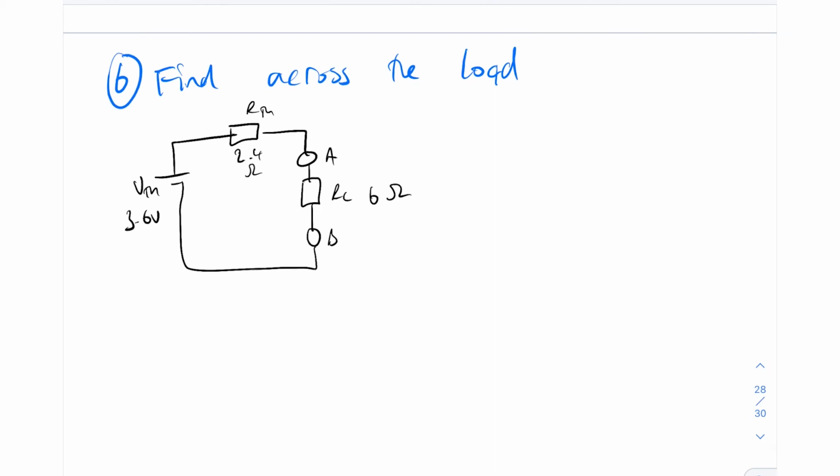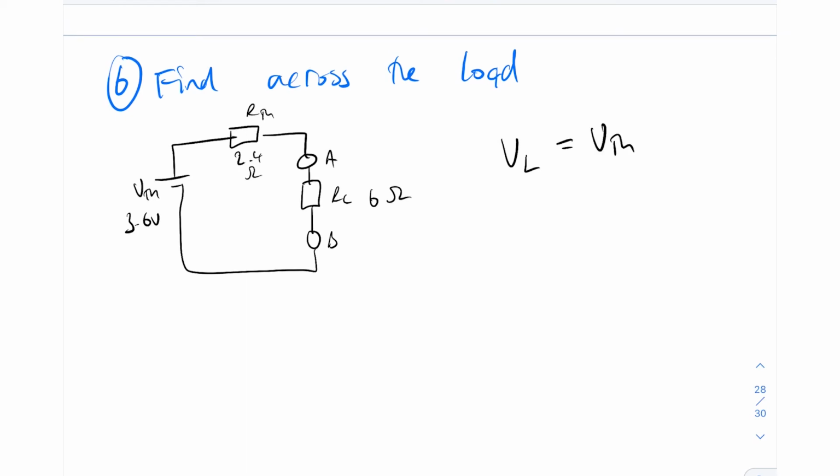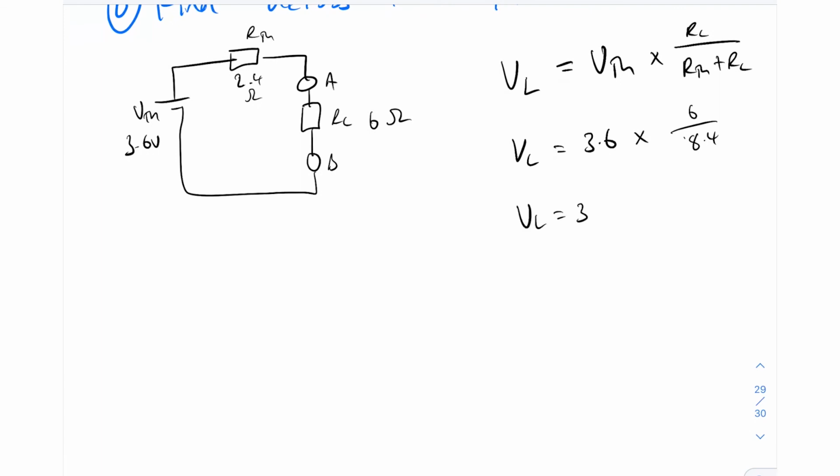Okay, the voltage divider, in this instance, we're looking for the voltage across our load. So VL, the voltage across the load, is equal to V Thevenin, the input voltage, multiplied by the resistor we're looking for, the one we're going over, so RL, divided by R Thevenin, which is this resistor here, plus RL. So VL is equal to V Thevenin, which is 3.6 volts, times RL, which is 6 ohms, divided by 6 ohms plus 2.4 ohms, which is 8.4 ohms.